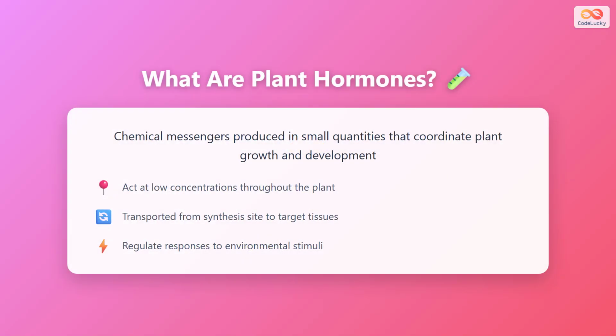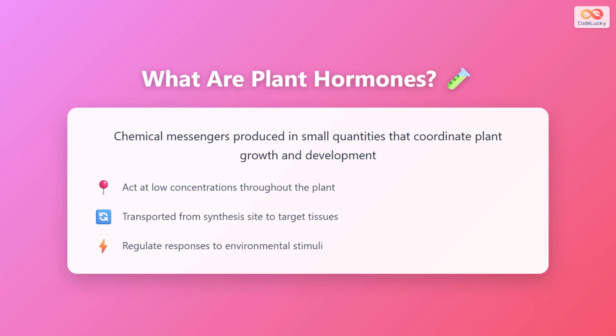Plant hormones are chemical messengers that are produced in very small quantities within plant tissues. Despite their low concentrations, they have powerful effects throughout the entire plant body. These hormones are synthesized in one location, such as the shoot tips or roots, and then transported to target tissues where they trigger specific responses.